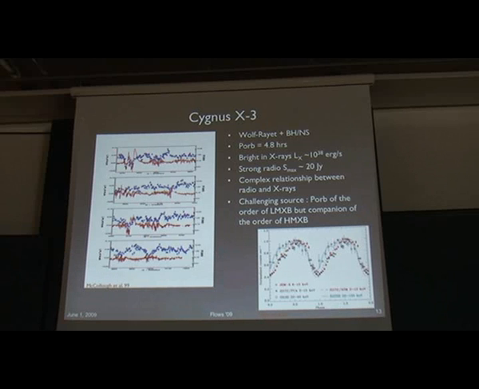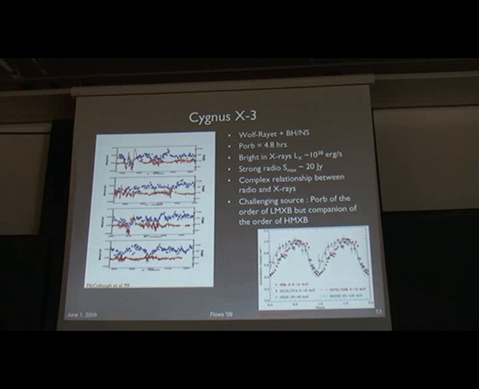With blue is the hard X-rays, red is the soft X-rays. It is, just to remind you, a Wolf-Rayet star with a compact primary. The compact primary might be a black hole, probably a black hole. Neutron star is not yet ruled out. It has an orbital period of 4.8 hours.